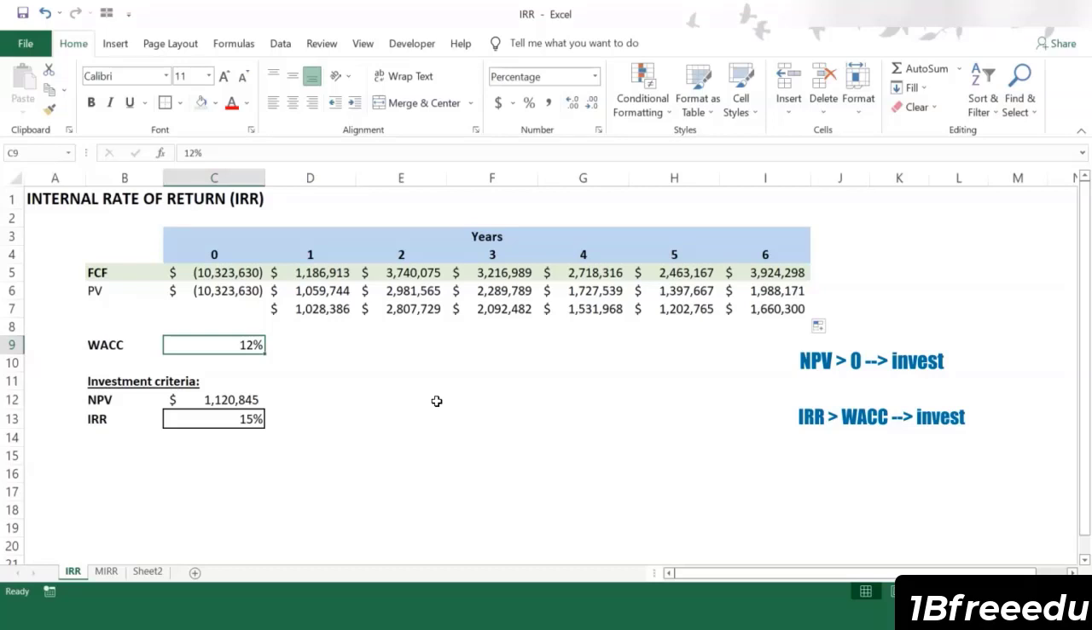One thing to mention here is that IRR can sometimes be misleading when comparing two mutually exclusive projects. In that case, focus more on NPV, because a higher IRR for a project does not necessarily mean a higher NPV.